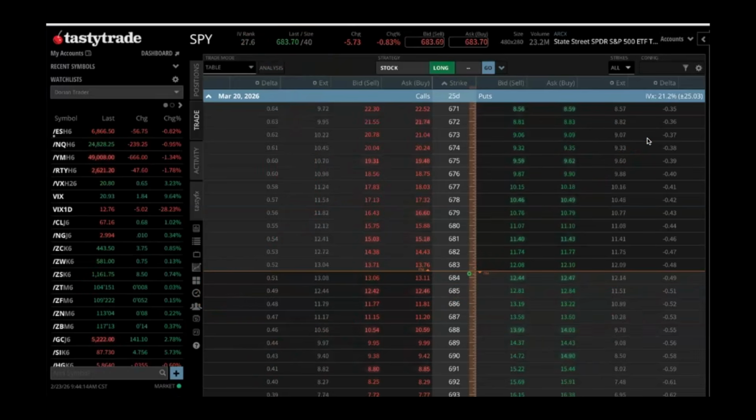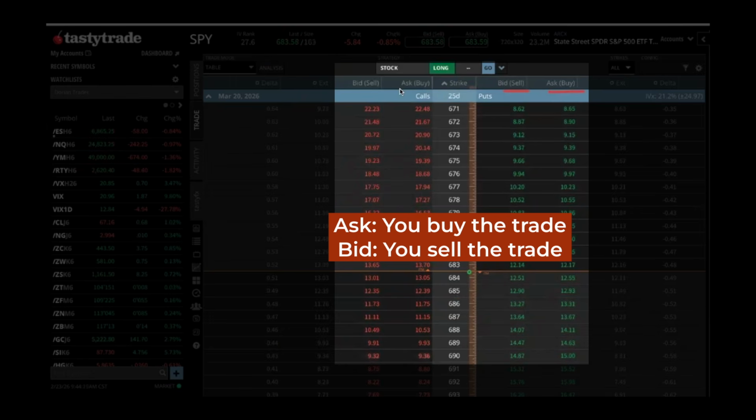Also, what is important on every option chain is to know what ask and bid mean. It's on both sides, right? Call side, left-hand side, put side, right-hand side. Trying to be repetitive here. The ask is where you buy at, and you can see Tastytrade has put buy here. The bid is where you sell at, I should say, and Tastytrade has put sell here.